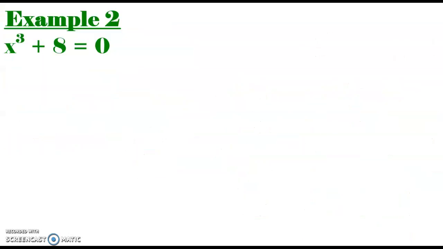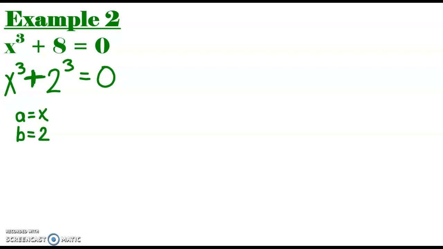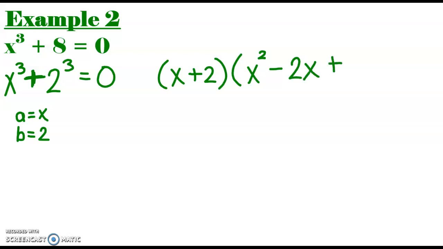Let's try it again. So our next one says x cubed plus 8. Well, I know 8 is the same thing as 2 cubed. So I'm following the sum, because this is addition, of 2 cubes. So in the formula, a is x, and our b would be 2. You can look at the pattern on the previous page and see the sum of 2 cubes goes a plus b. So we have x plus 2 times a squared, which would be x squared, minus a times b, x times 2 would be 2x, plus b squared would be 2 squared, which is 4, equals 0.